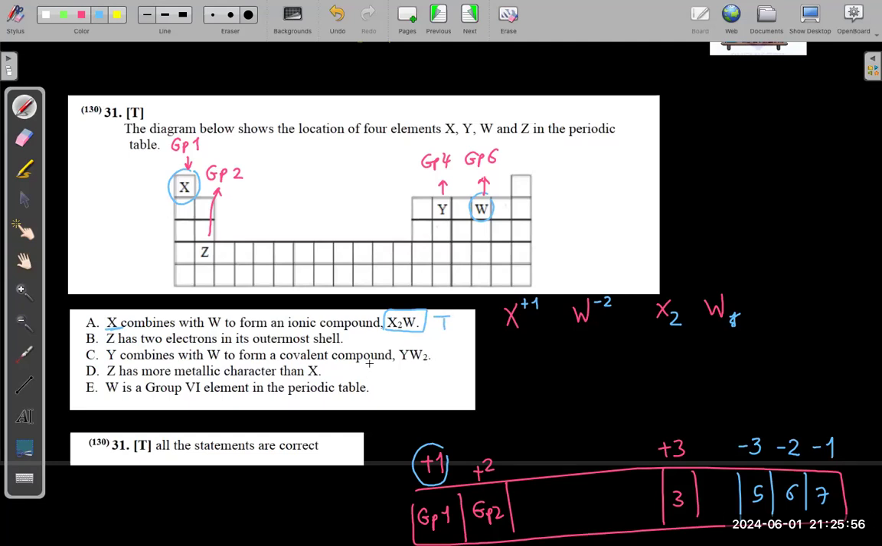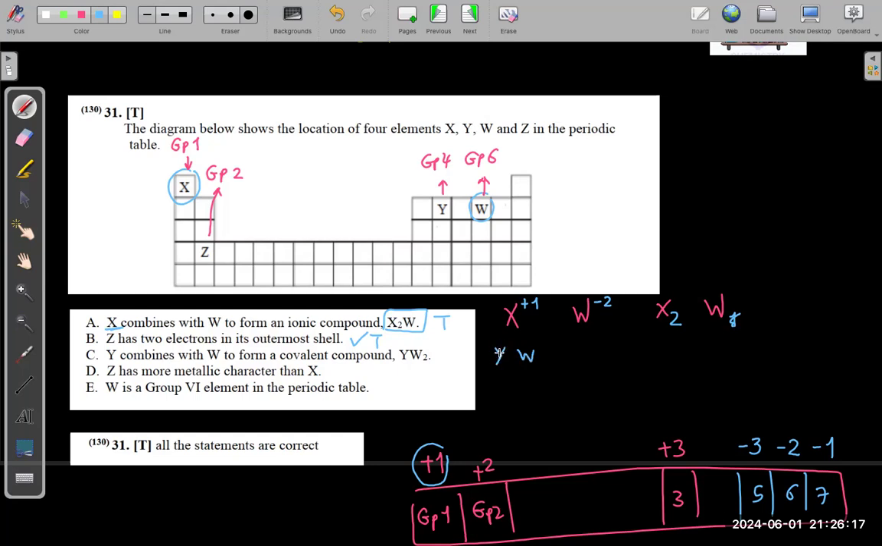So it's true. Next: Z has 2 electrons in its outermost shell. Is this correct? Yes, because it is in group 2, so it's true. Next: W and Y form a covalent bond. Correct, they form a covalent bond.